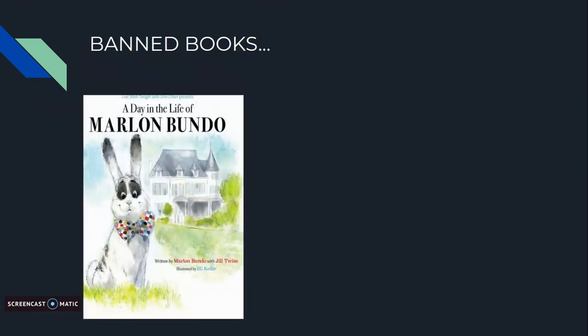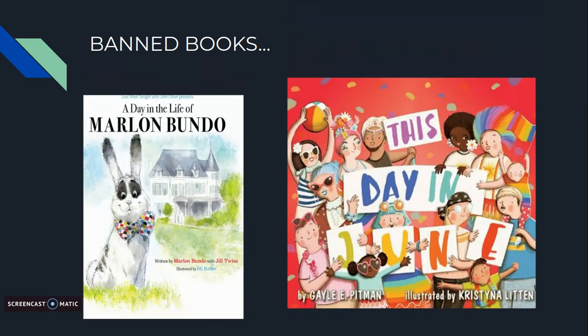Another story, A Day in the Life of Marlon Bundo, which is a story of two male bunnies raising a bunny together. Unfortunately, this book was also banned for including a same-sex couple in the story. And another book, This Day in June, a wonderful story of how to talk to children about sexual orientation, and also a story that shares information of how Pride came about. This book was challenged for LGBTQ content.